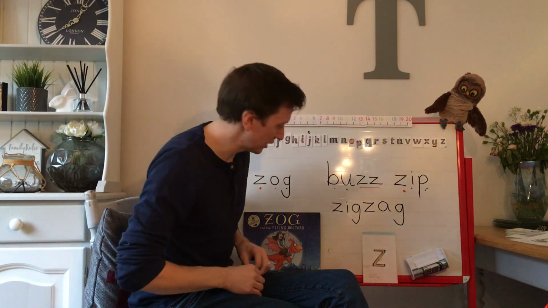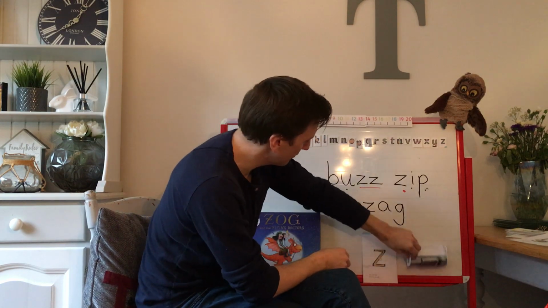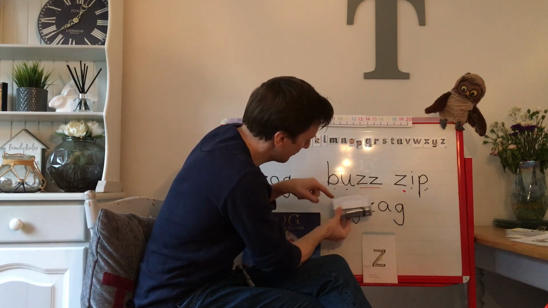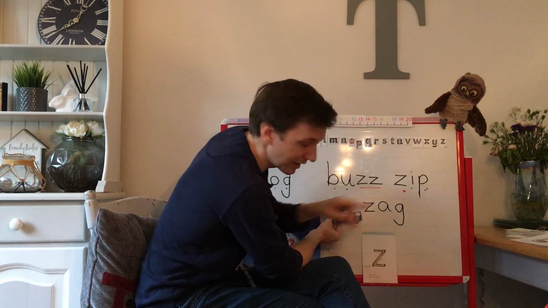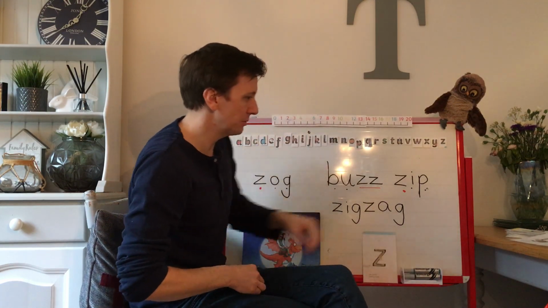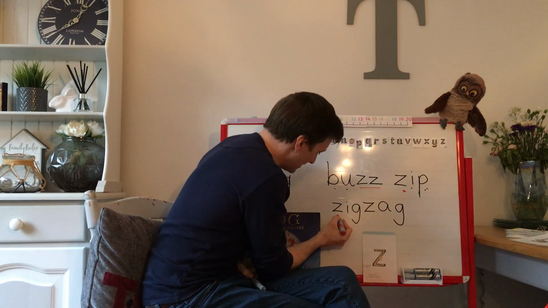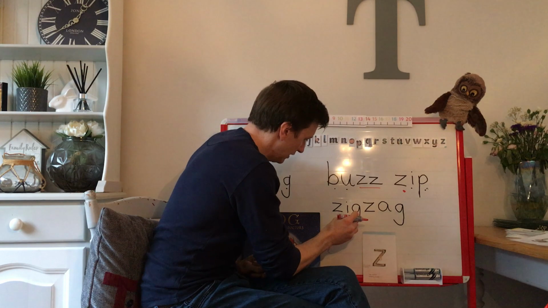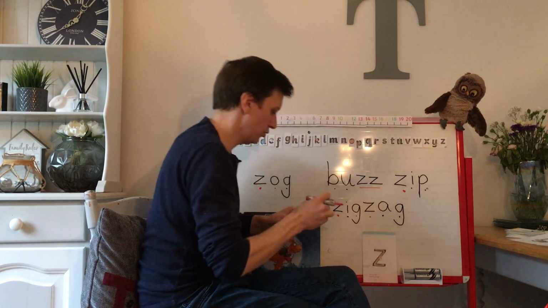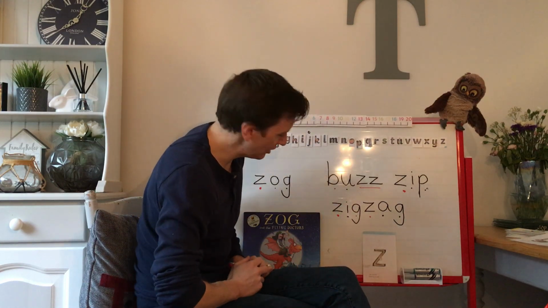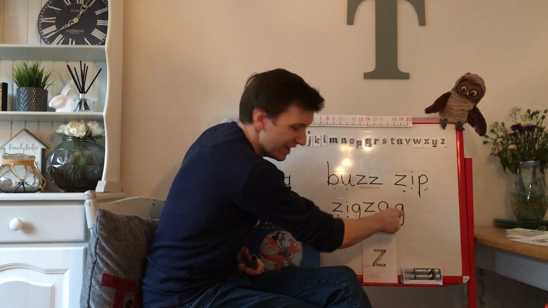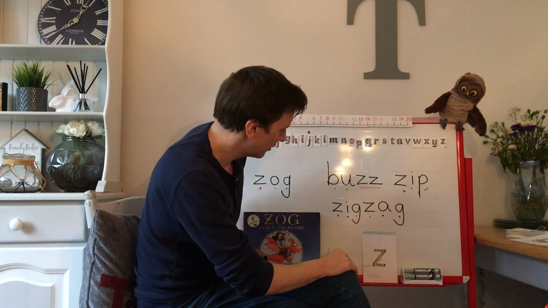Now we can read it, okay? So let's cover this part up. Zig, zag. It's a long word, but if we break it up, we can read it. Now let's put the sound buttons on. Ooh, z, i, g, z, a, g. Wow, how many sounds? Can you see already how many sounds? Can you count them? Ready? 1, 2, 3, 4, 5, 6. Fantastic.